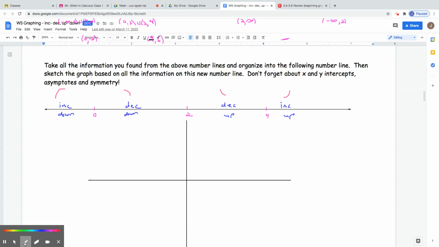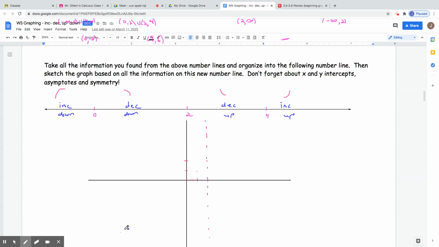So here we have asymptotes. We have a vertical asymptote at 2. So we have to graph that here the best that I can. We also had a slant asymptote that was y equals x. That is a line that goes through the origin that goes up with a slope of 1.